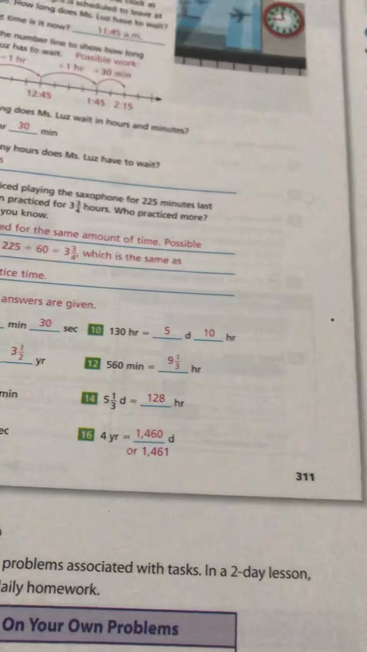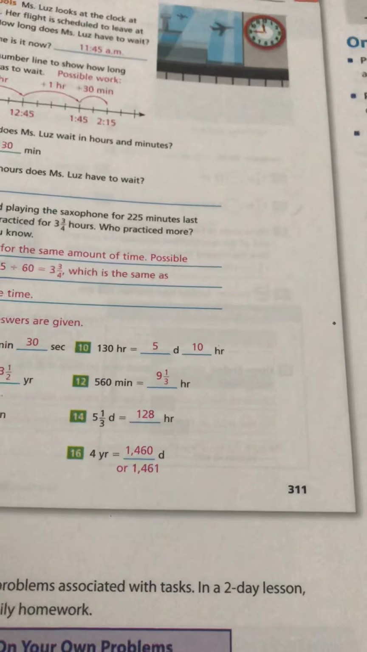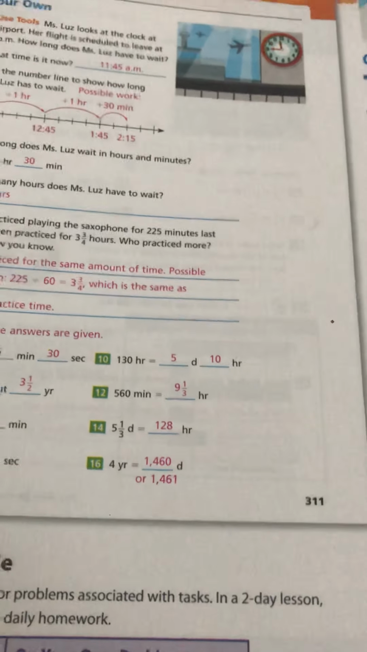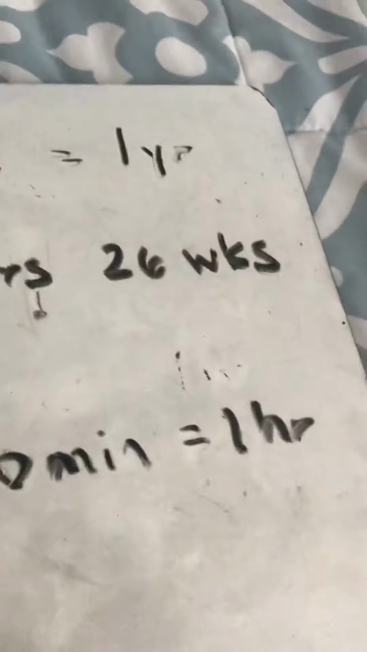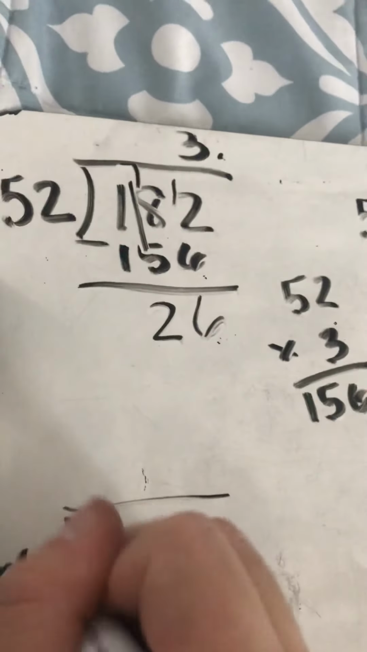Now we're going to move on to number 12, 560 minutes. And we want to convert them into hours. So we're working with 560. We're also working with 60 minutes in 1 hour. So we have 560. We have 60 minutes in an hour. We're going from 60 to 1. We must be dividing. I'm going to come back over here and start dividing.